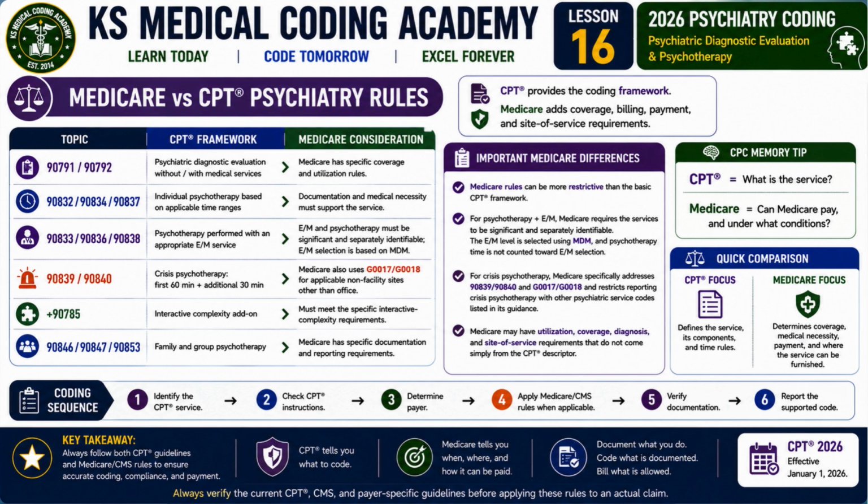CMS has published the 2026 annual CPT, HCPCS code list effective January 1, 2026, so always use the current year guidance when answering coding questions. The key takeaway is: do not stop at identifying the CPT code. Always check the applicable payer rules before determining how the service should be reported. Now let's move on to common psychiatry coding mistakes and exam traps.